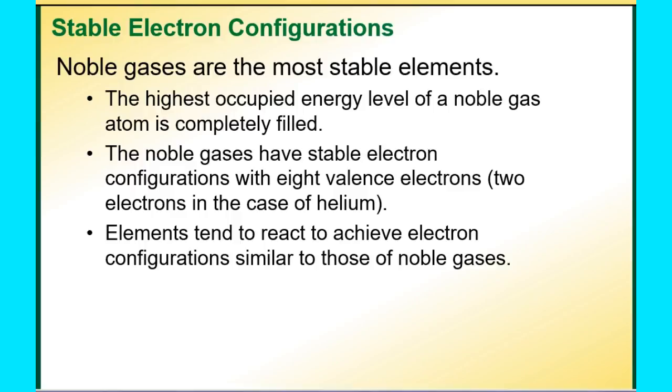Noble gases are the most stable elements. The highest occupied energy level of a noble gas atom is completely filled. The noble gases have stable electron configurations with 8 valence electrons, 2 electrons in the case of helium. Elements tend to react to achieve electron configurations similar to those of noble gases.